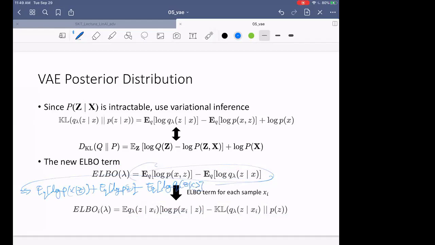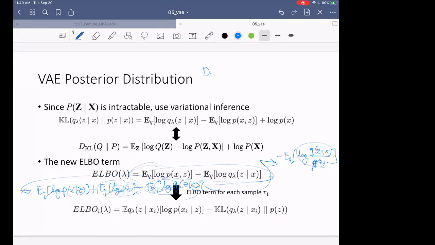Like this. And then if you merge this term and this term together, what you get is minus EQ log Q Z given X over PZ, right? Because there's a log term here, and if you put this together, it'll be minus log PZ inside here, and then it'll be log QZ given X minus log PZ, which is like this, which becomes like this.